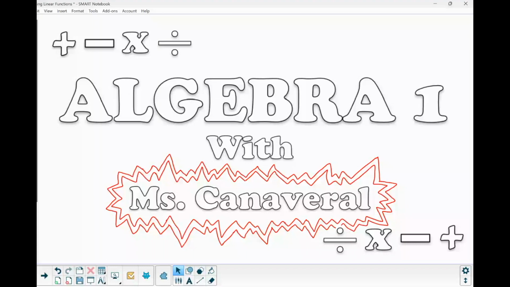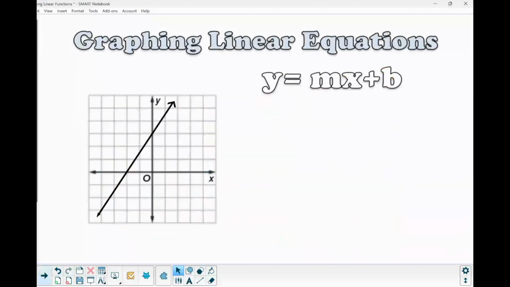Alright guys, today we're going to be going over graphing linear equations. So in the last two videos we saw how to find slope and how to find slope between two different points. Today we're going to be able to take a graph, turn it into an equation, and take an equation, turn it into a graph.